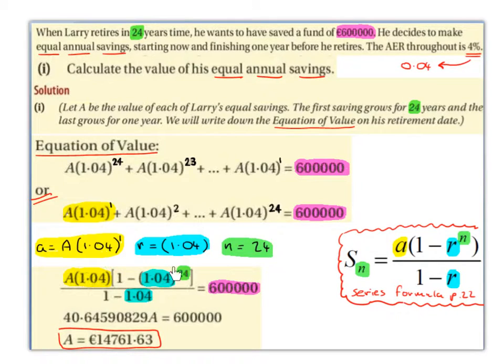So multiplying this out, we end up with 40.64590829 A equals 600,000. And solving for A, we're left with €14,761.63. So the value of each of Larry's equal savings is €14,761.63.